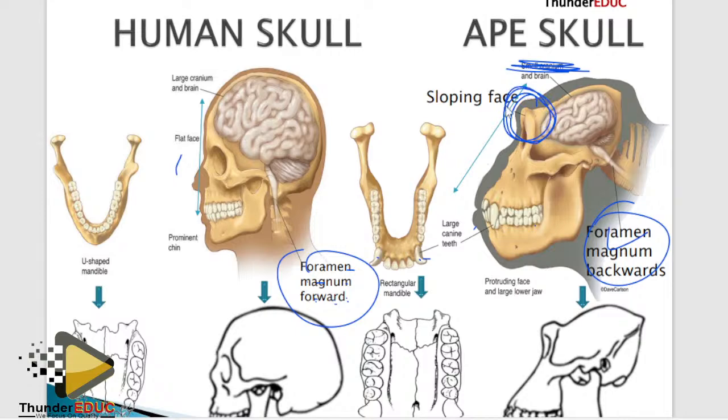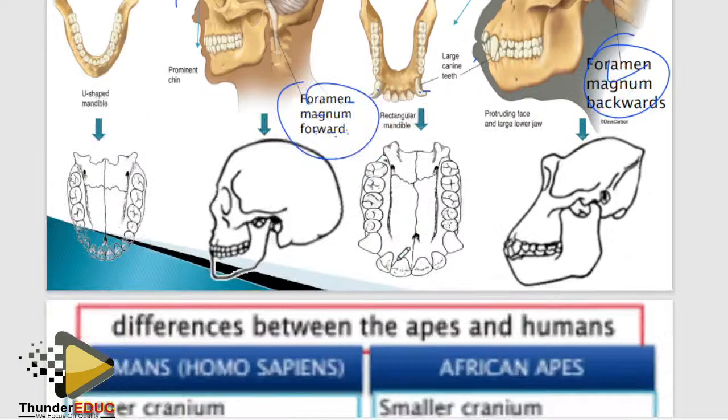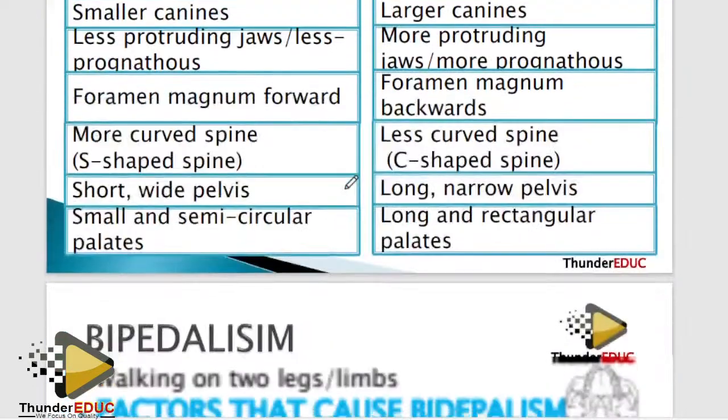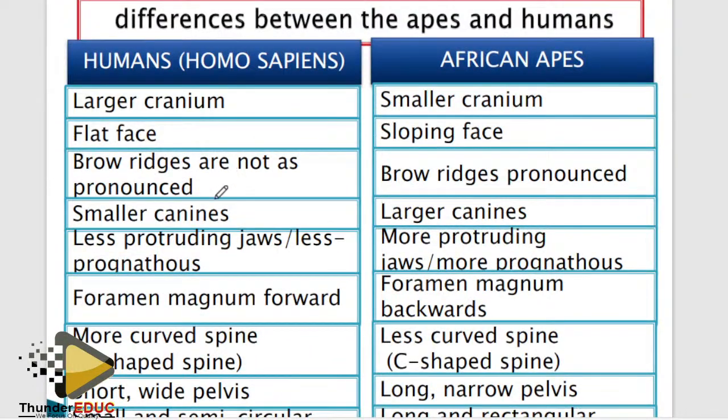And then what is this? Brow ridge. This is what is called the brow ridge. Pronounced brow ridge. While here, the brow ridge is not pronounced. So guys, there's something I need to talk about here. Don't say less prognathous. You see this word? You say less protruding jaws. You can say less protruding jaws, but you don't say this one.